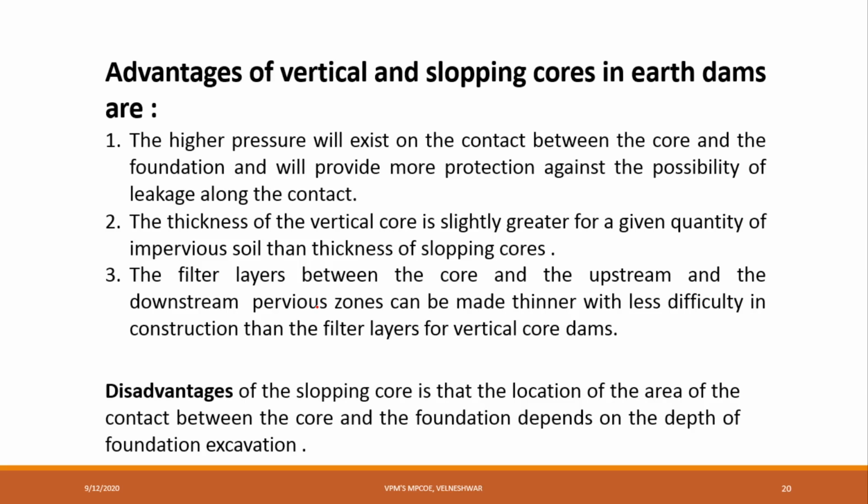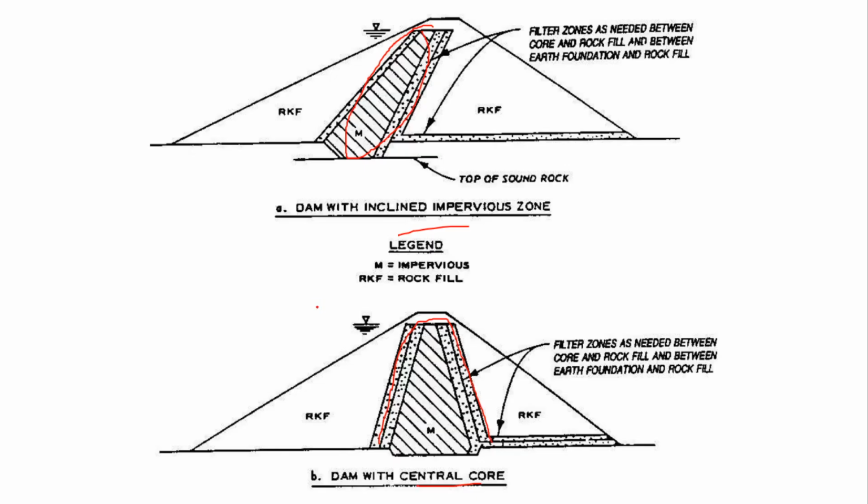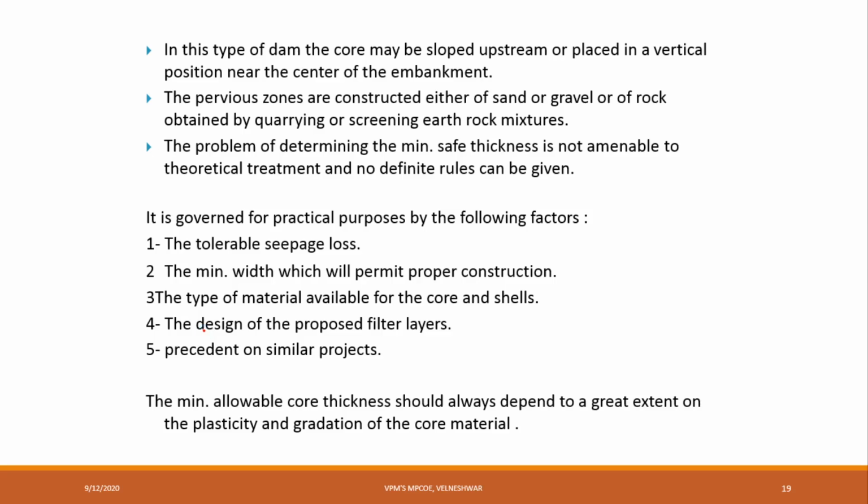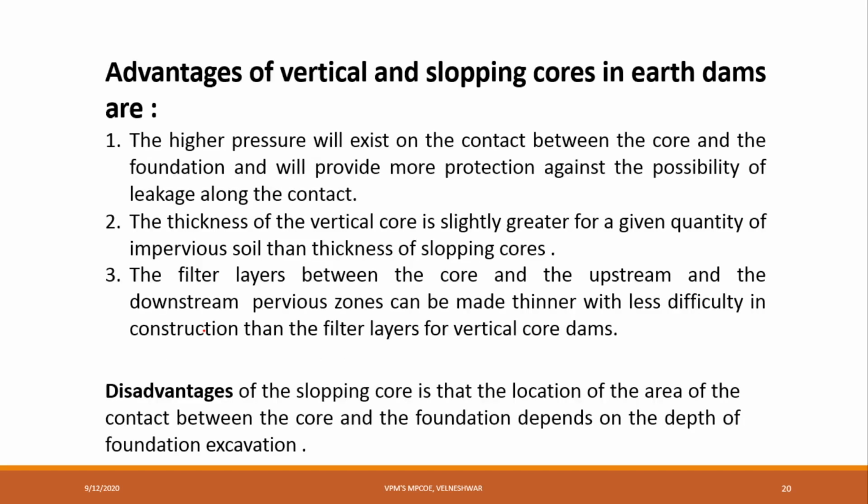The thickness of a vertical core is slightly greater for a given quantity of impervious soil than the thickness of sloping cores. Thickness of vertical core, we have seen, and slope we have seen. Generally the thickness will be somehow large here. If you compare with vertical, this thickness will be somehow large. Based on the image, if you see, this one looks large, but actually this will be large based on thickness, because it is coming with slope.